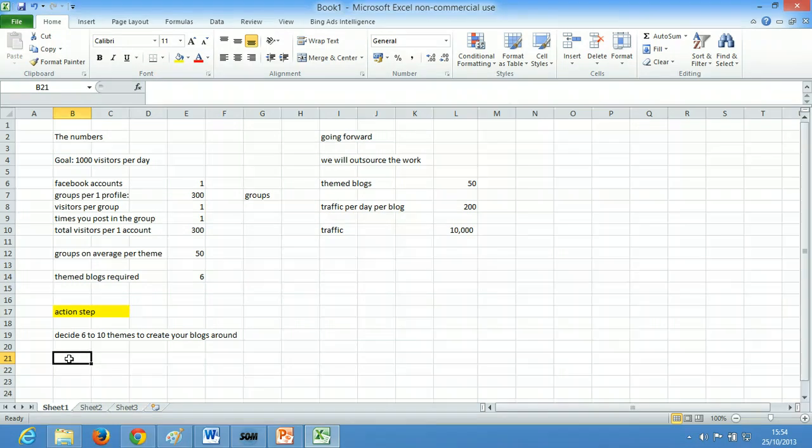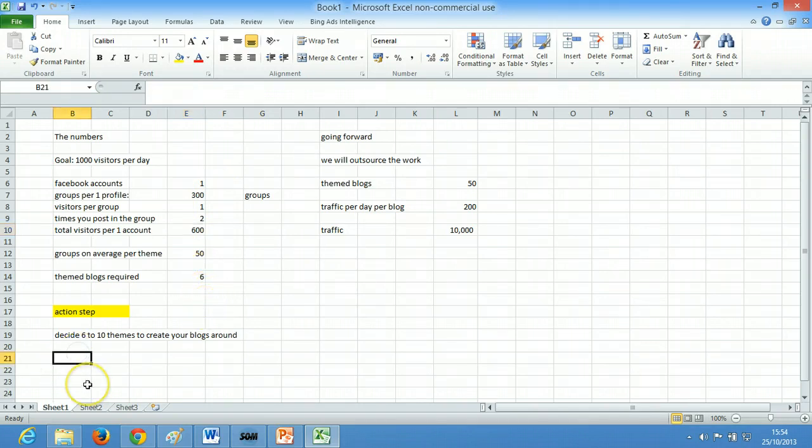Remember, go through the numbers. Maybe I will supply this spreadsheet so you can actually play with the numbers. And remember, only posting maybe 2 times a day on the same blog, you can have 600 visitors a day with only one account. This will require only 6 blogs. This is super simple, really.